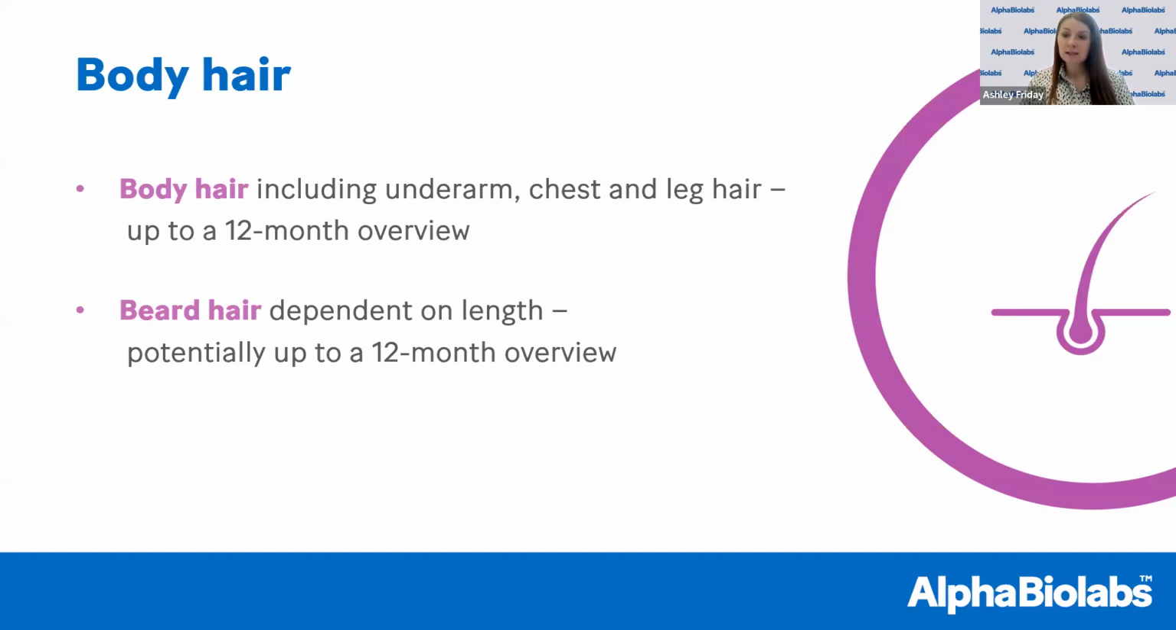The growth rate isn't as consistent as head hair, so that 1 centimetre per month rule doesn't apply for body hair. So if you did need to look at patterns and trends throughout someone's use, body hair might not be suitable, as it would just be an overview for that time frame of up to 12 months. Beard hair is dependent on length. So once it reached the laboratory, we would measure it and report back as to what time frame we can apply to it. But again, it is only an overview of up to 12 months. So if you did need those patterns and trends, it would be head hair that you'd be looking to test.